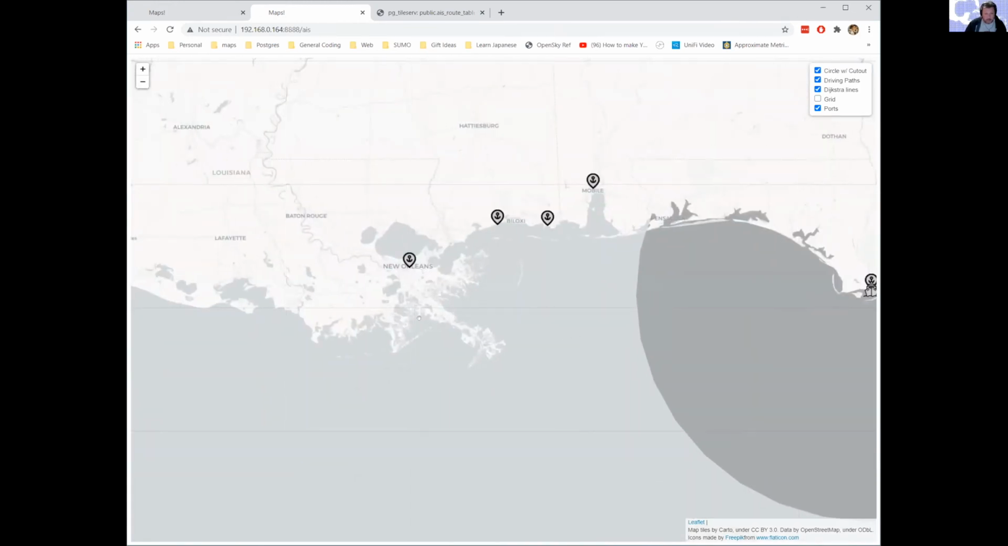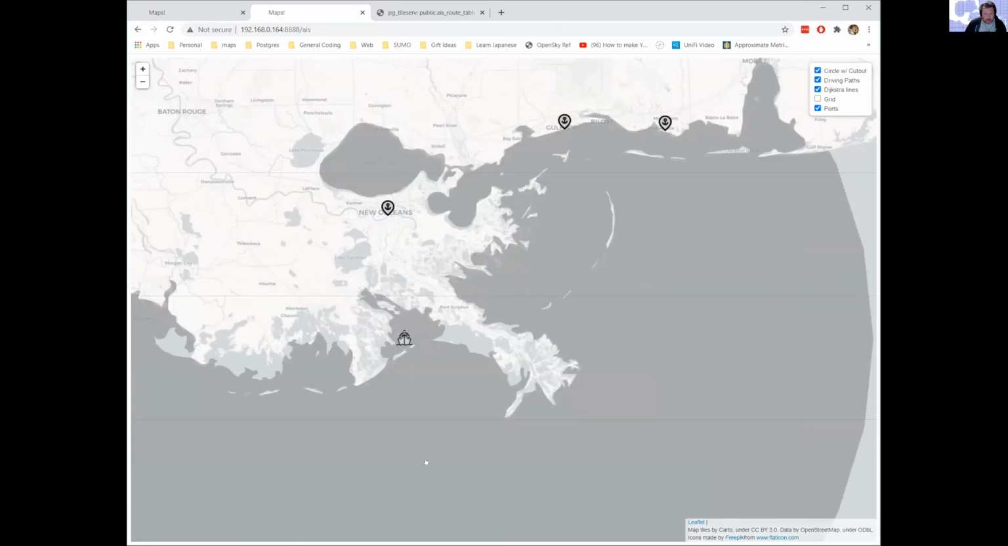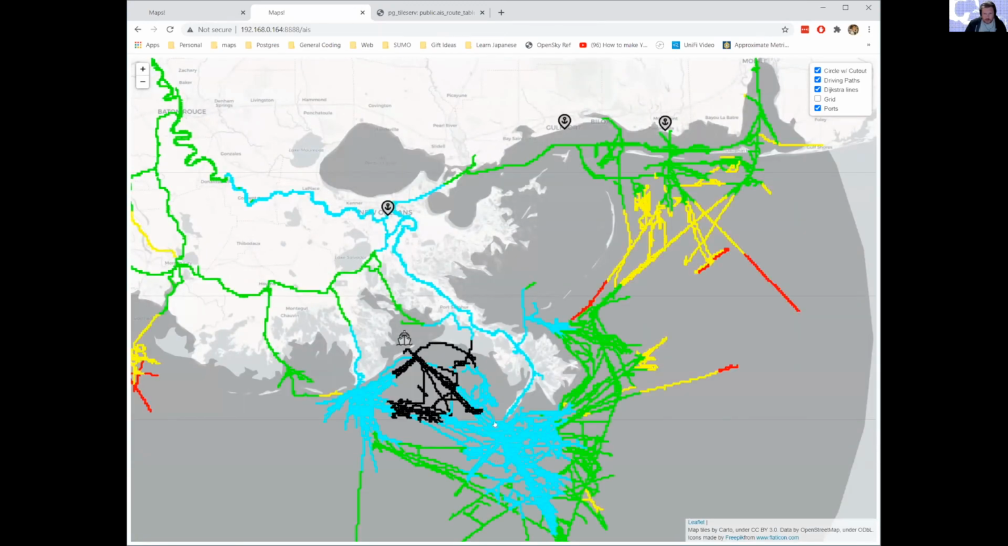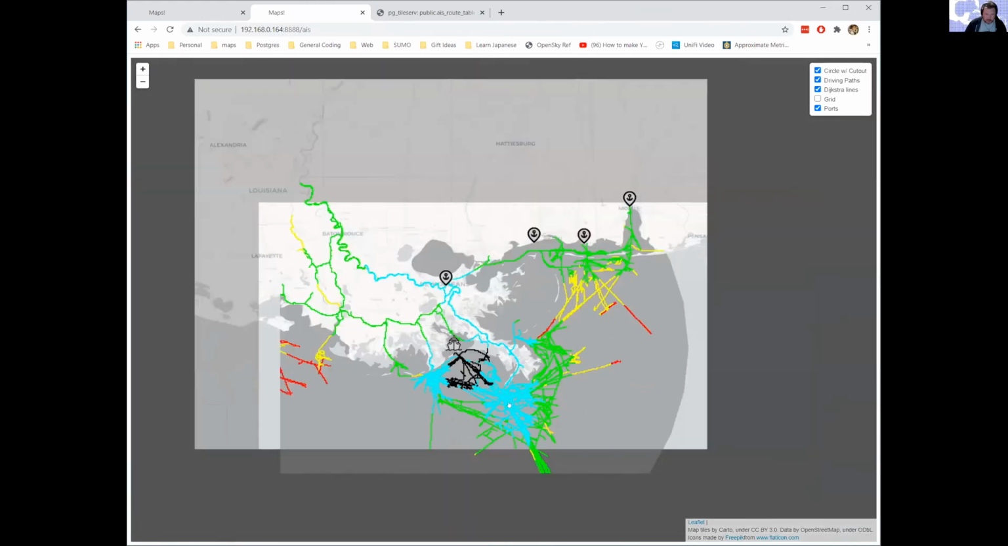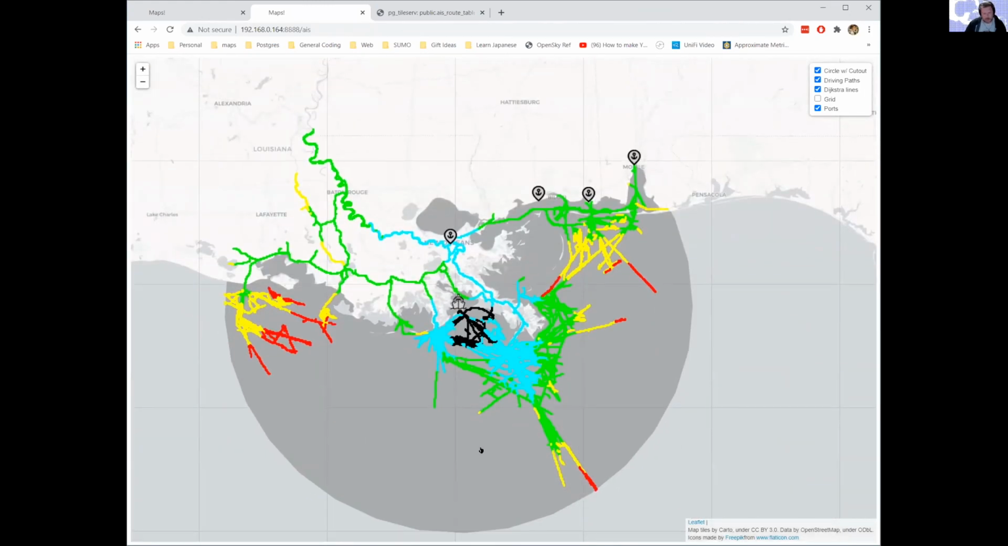New Orleans is fun. Anywhere near here. This is what a driving distance looks like with the historical ship data. If I were to start here and I'm trying to go 1,000 kilometers, these are all the locations I can get to based on what other historical ships have done recently.